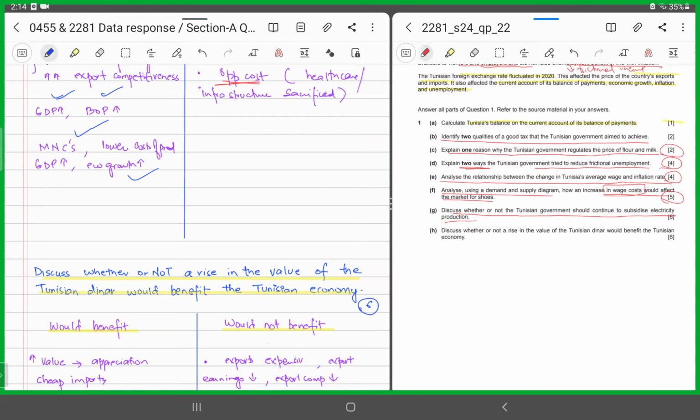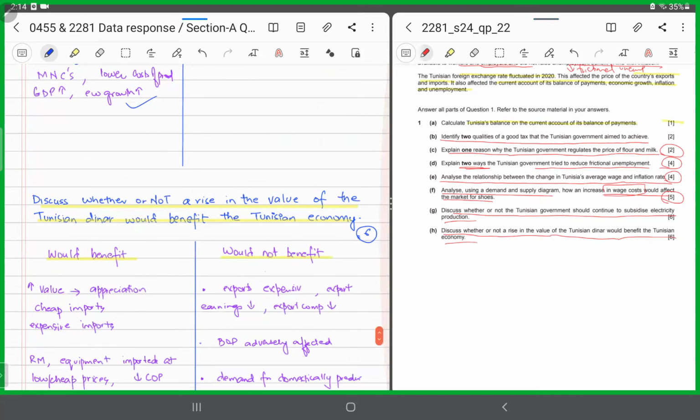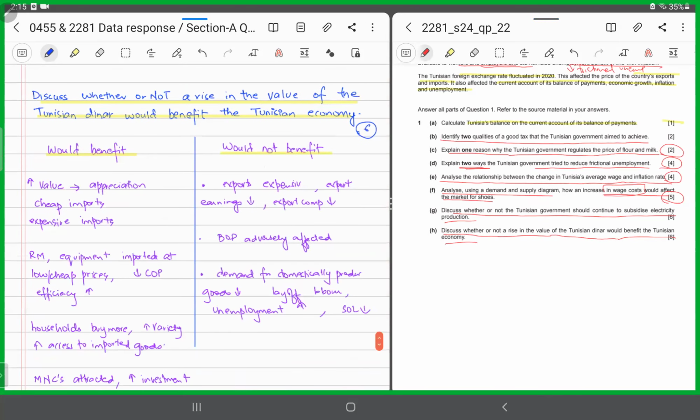Hope this is clear. Part H. Part H is again a discuss question and is asking us whether or not a rise in the value of the Tunisian dinar would benefit the Tunisian economy. So now they are saying, do you think that the economy would overall benefit if there is an appreciation of the Tunisian dinar? So now we all know if we say that yes, the Tunisian economy would benefit, we would say how, that there would be an appreciation of the Tunisian dinar.